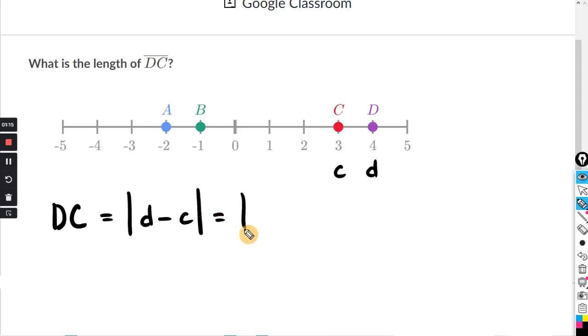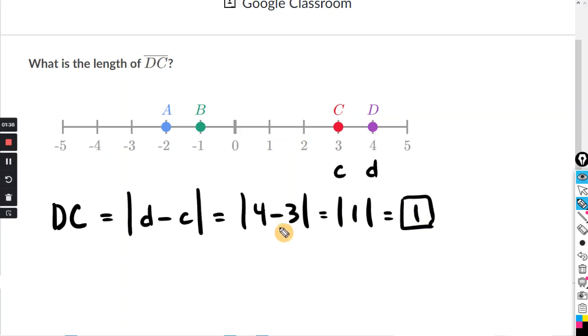All right, so in this case, d minus c would just be 4 minus 3. And 4 minus 3 is 1. And when you take the absolute value, it does nothing. So it's clearly just 1. Now, just for your information, when you take the absolute value, all that does is make a negative number into a positive. If the number is already positive or 0, the absolute value will do nothing. And the reason we do absolute value is because distance and length is always positive.